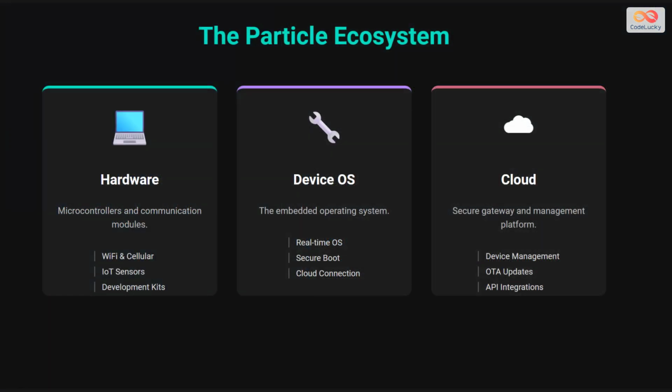The ecosystem is built on three main pillars. First, there is the hardware, which includes microcontrollers and radios. Second is the device operating system, or firmware, which runs on the chips. And third is the cloud, a secure gateway that manages your devices and data. These three elements work together seamlessly out of the box.